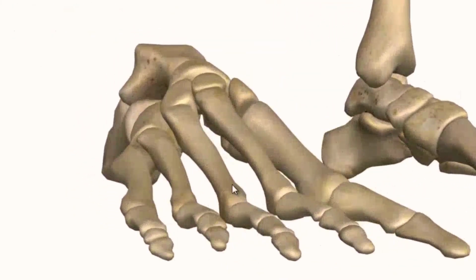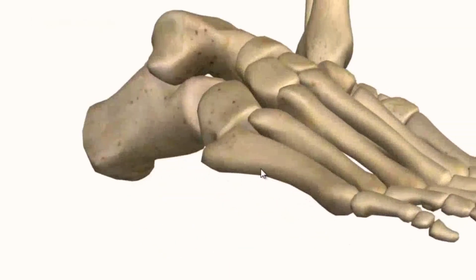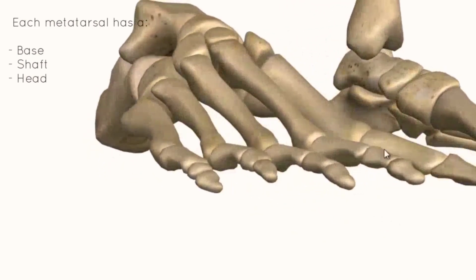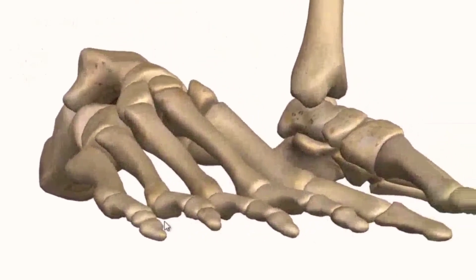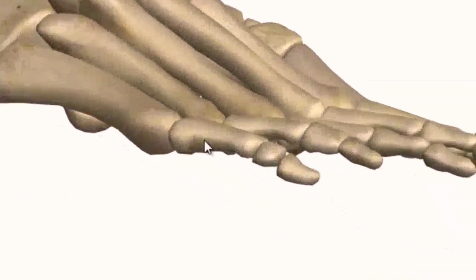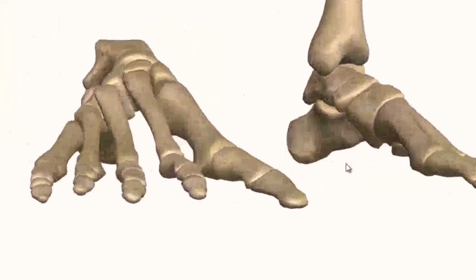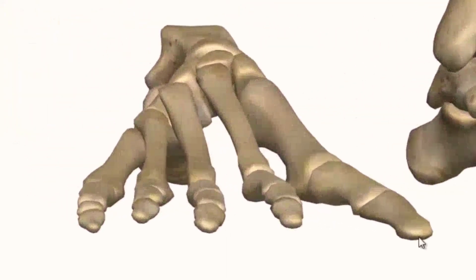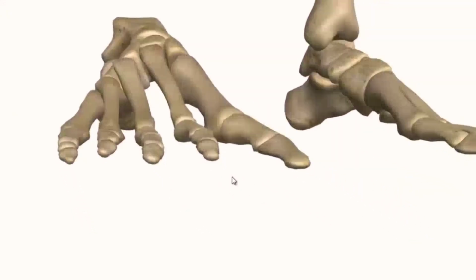Anterior or distal to the distal tarsal bones, you've got the 5 metatarsals. You've got a base, a shaft and a head to each metatarsal, and then even more distally you've got the phalanges. The phalanges consist of 3 bones, so you've got a proximal, a middle and a distal phalanx, except for the great toe, which just has a proximal and distal phalanx.